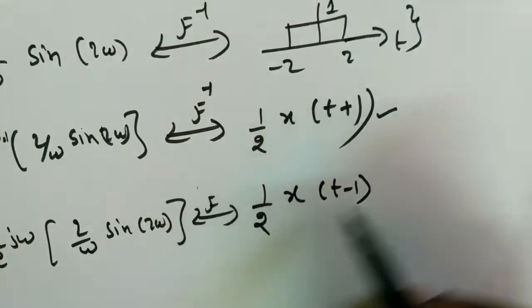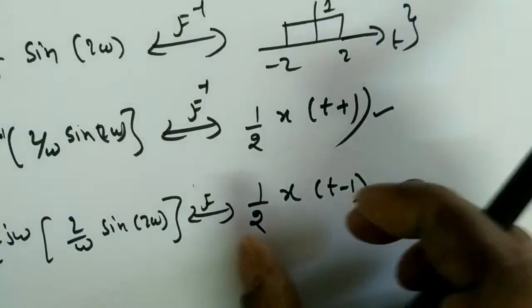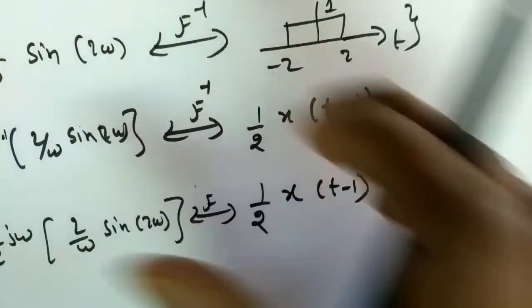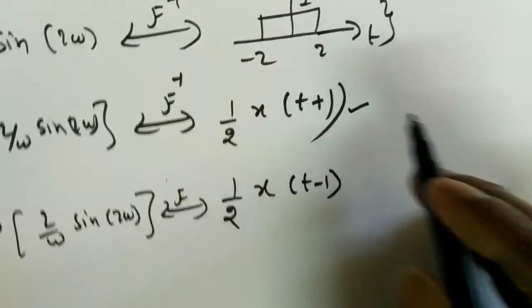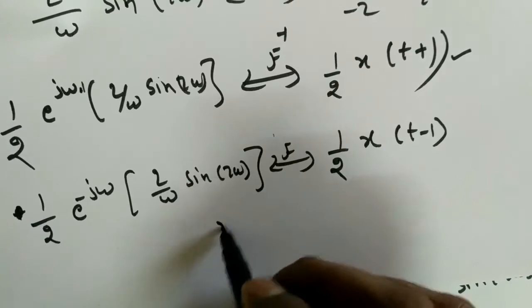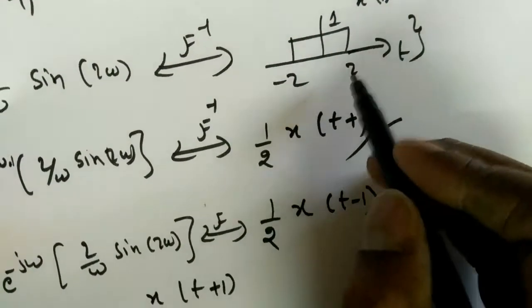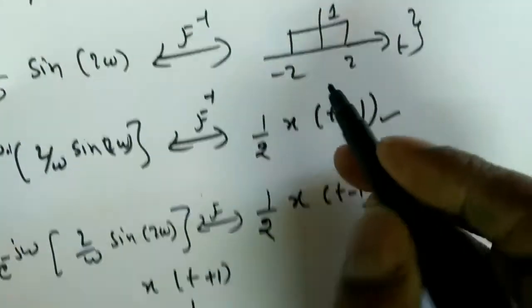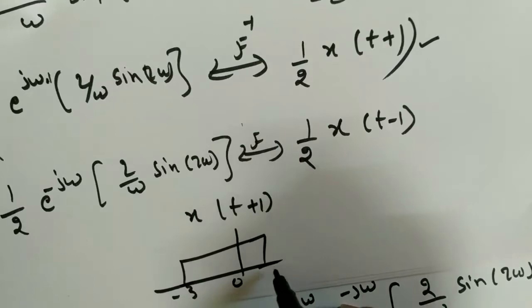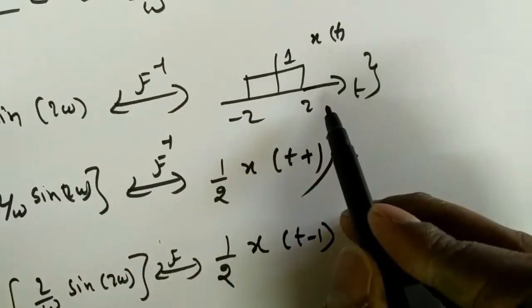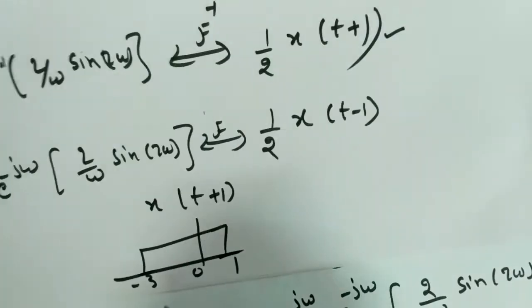But we need the summation of these two signals. So one time we will shift right side, one time we will shift left side, then we can add simply. So now I am shifting the signal. So x of t plus 1. See here, minus 2 plus 1, so it is left shift by 1. So it will become minus 3 to 1. See, 2 minus 1 is 1, 0 minus 1 is minus 1, minus 2 minus 1 is minus 3.